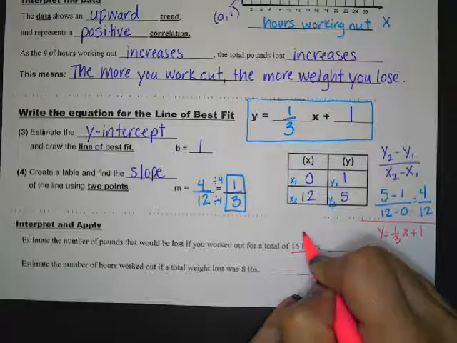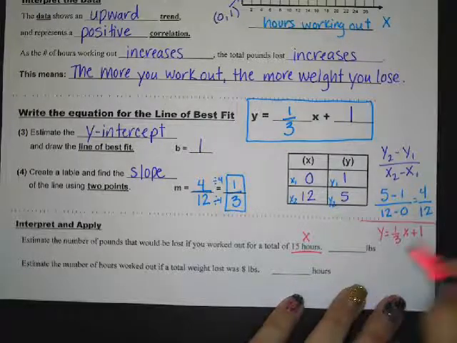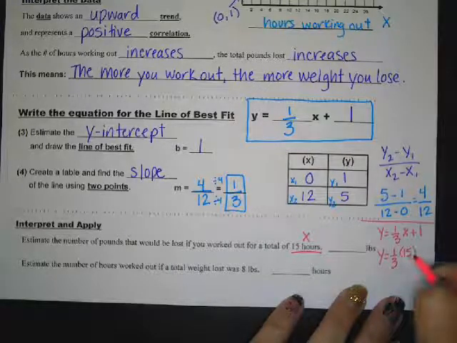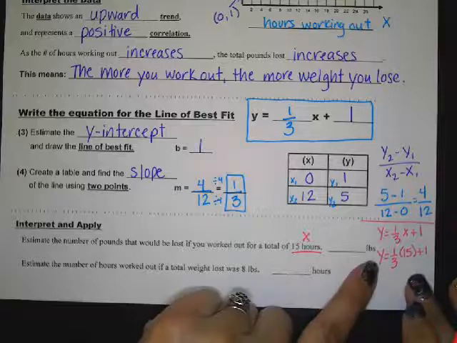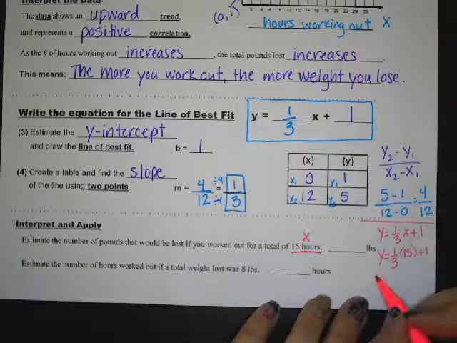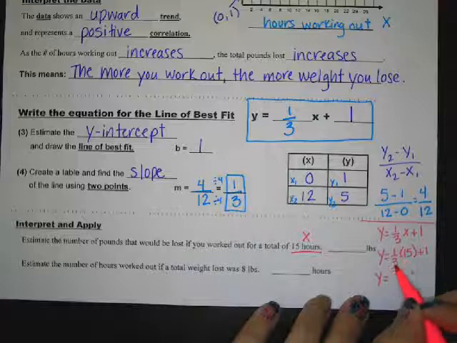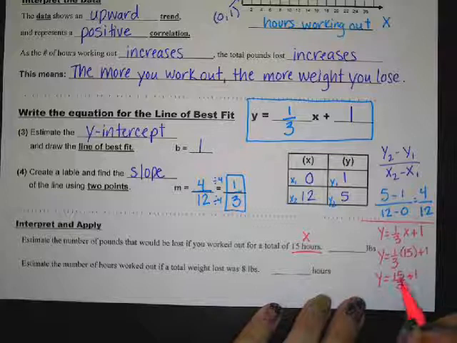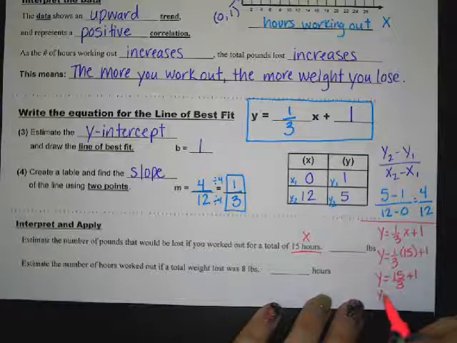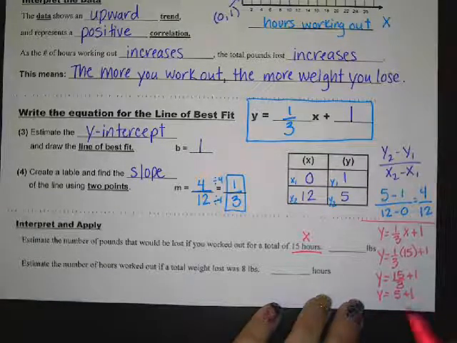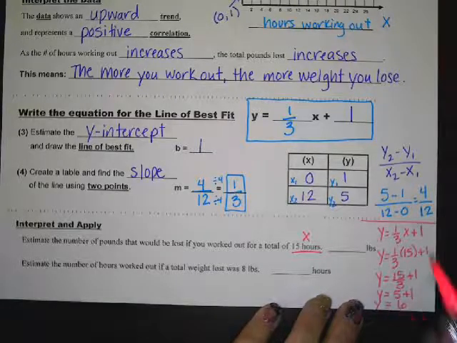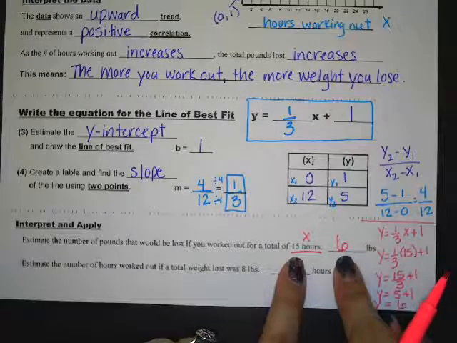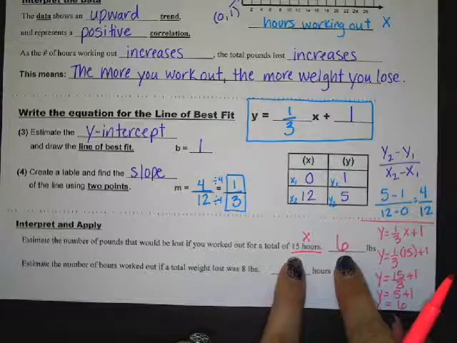And remember, x is the number of hours. So we're going to plug this in for x. So we're going to have y equals 1/3 times x, which is 15, plus 1 to find out how much weight loss you would have. So we get y equals 15 over 3 plus 1. 15 divided by 3 is 5, so y equals 5 plus 1, and we know that equals 6. So y equals 6. So 6 pounds. You're going to lose about 6 pounds if you work out for 15 hours, according to this graph.